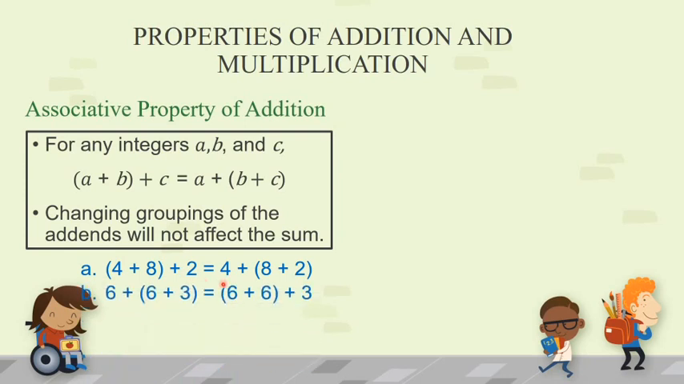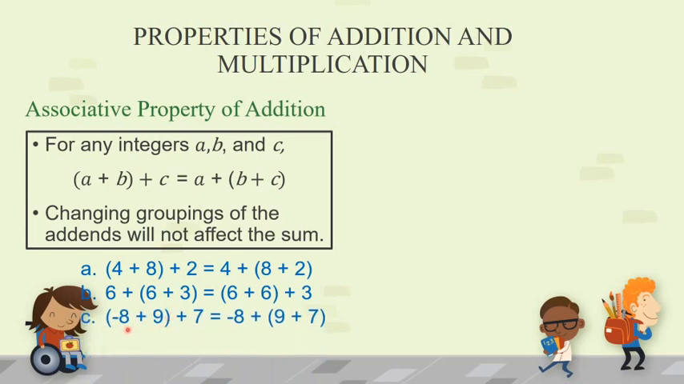And also with letter B, we have 6 plus the quantity of 6 plus 3. It is also equal to the quantity of 6 plus 6, plus 3. So there is a change in grouping. The first one is 6 plus 3 and the second one is 6 plus 6. Even though there is a change in groupings, still the sums are equal. They are both equal to 15.